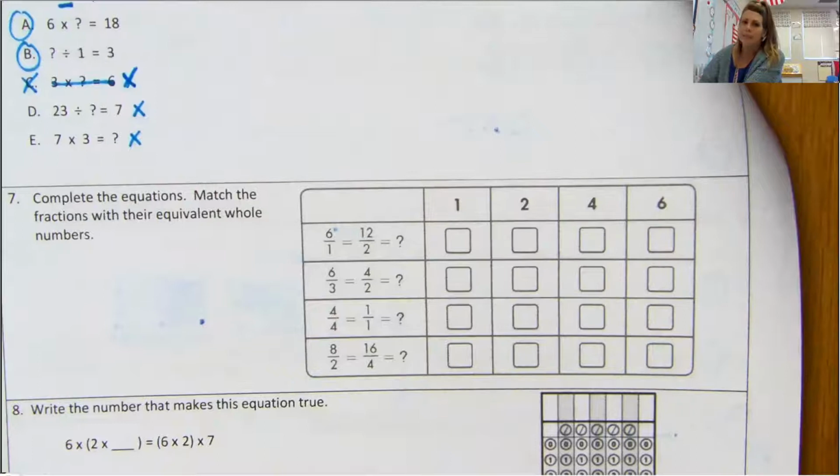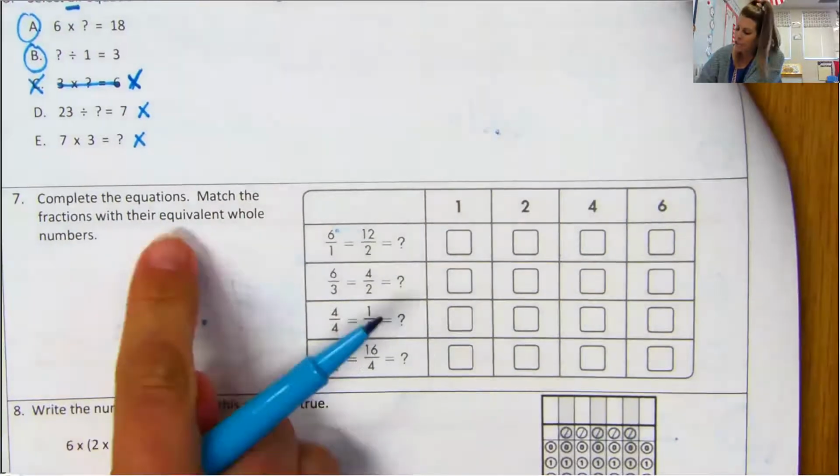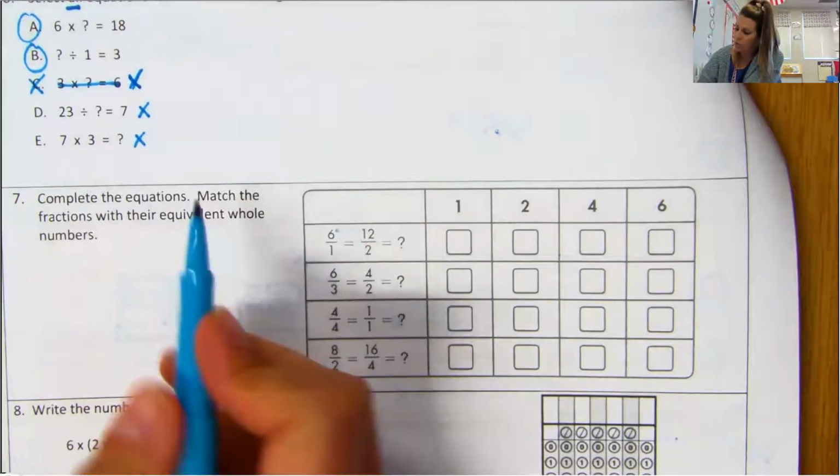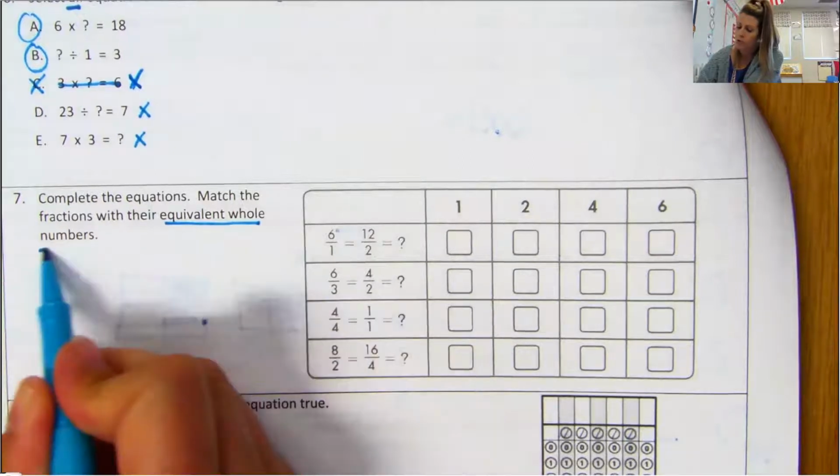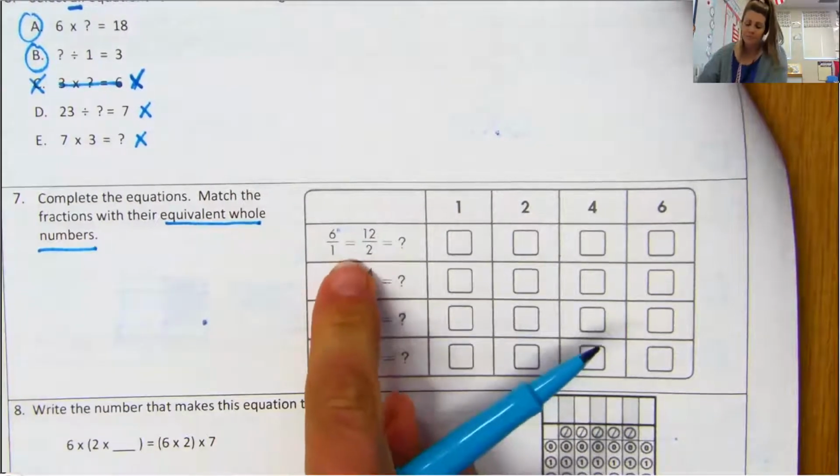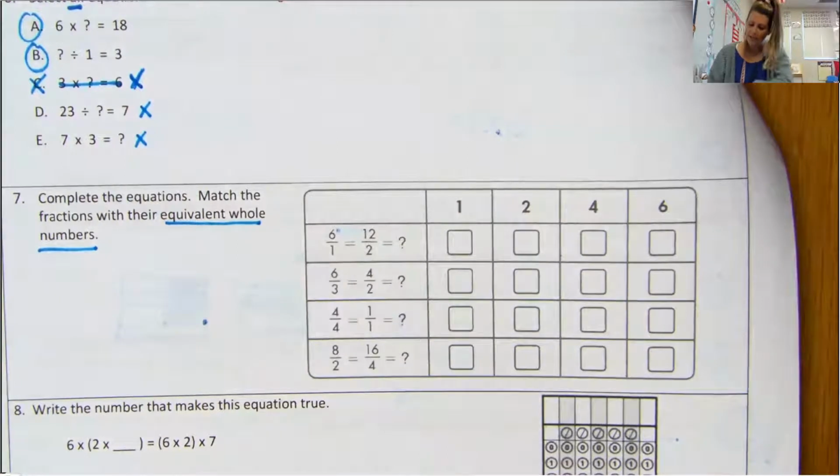All right, we've seen these before. Complete the equations, match the fractions with their equivalent whole number. Do you guys remember how to do that? Go ahead and take a minute and see if you can figure it out.